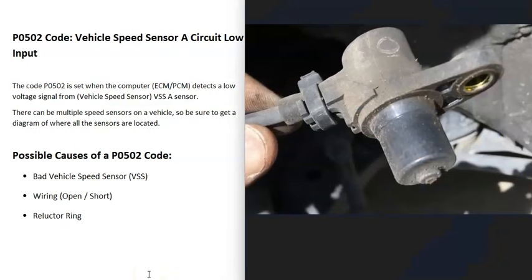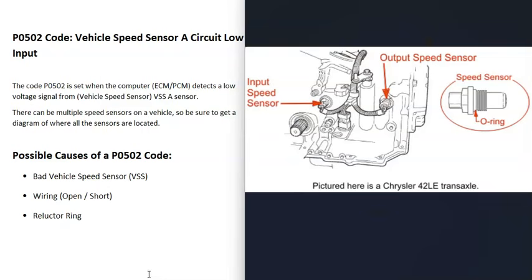Well, there's speed sensors located in a vehicle. There could be one or there can be multiple ones. Quite often there's speed sensors located at every wheel, and then there can also be multiple speed sensors located on the transmission. It's going to vary. It's going to depend on the vehicle, the year, the make, things like this. So before you go to work on a P0502 code, be sure to get a diagram where all these sensors are located. Since there can be more than one and they can be located differently, it's always a good idea to get a diagram where they're all located.